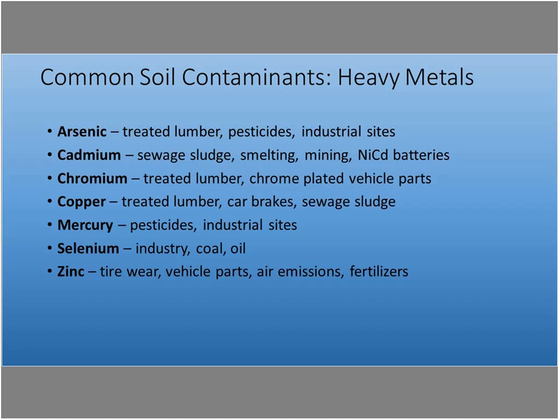But think about something like car brakes, and another one would be zinc, which could also be in those areas. So you have lead coming out of cars, out of the gasoline, as well as things like chromium and zinc that are all on vehicle parts. So along roadways, you might be more likely to find those. Mercury was in pesticides and obviously industrial sites. Selenium: industrial, coal and oil. And then another metal they worry about, zinc, which can be in tires, vehicle parts, air emissions, and of course in fertilizers.